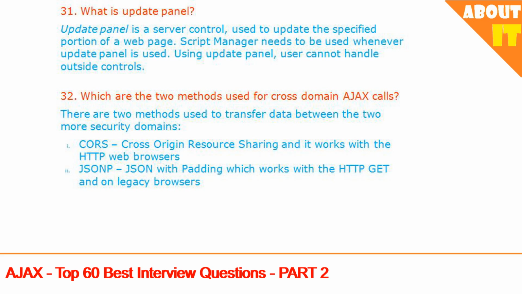32. Which are the two methods used for cross-domain AJAX calls? There are two methods used to transfer data between the two more security domains. CORS, cross-origin resource sharing, and it works with the HTTP web browsers. JSON with padding, which works with the HTTP GET and on legacy browsers.